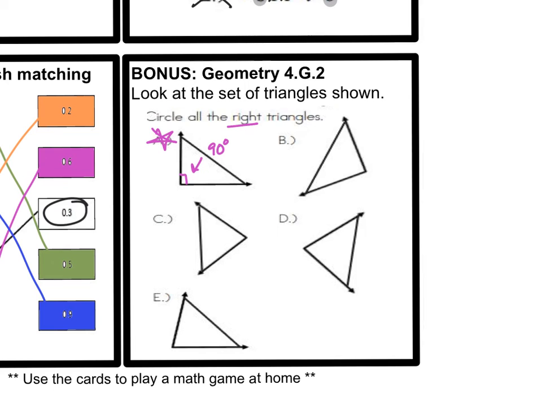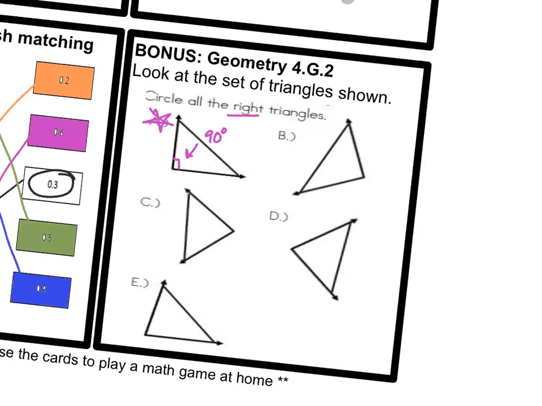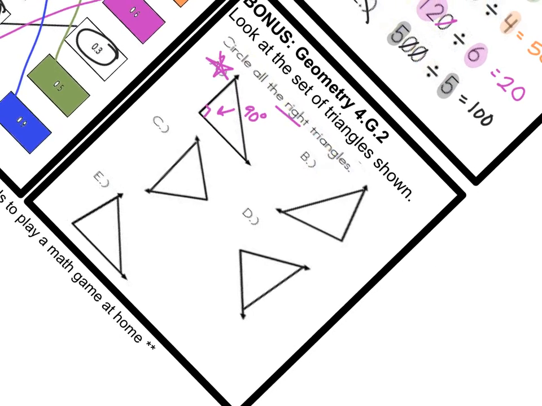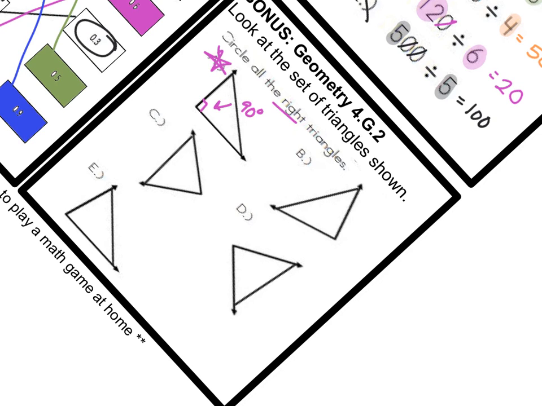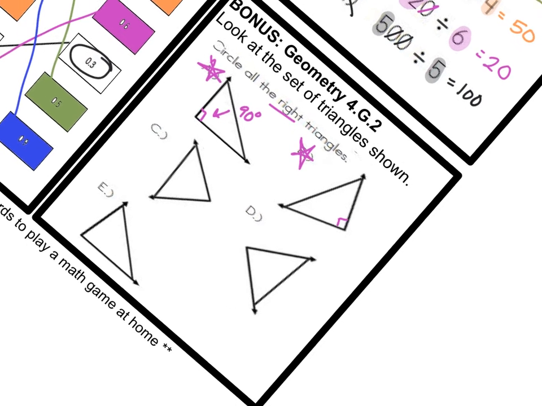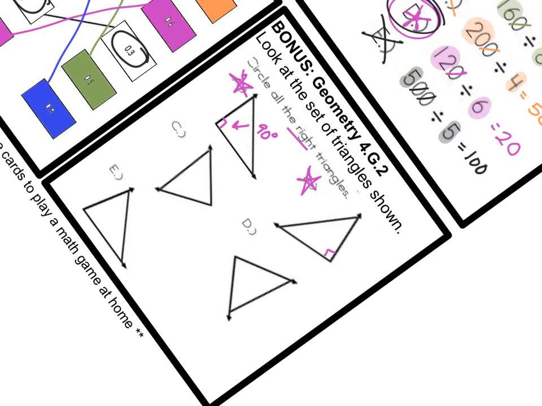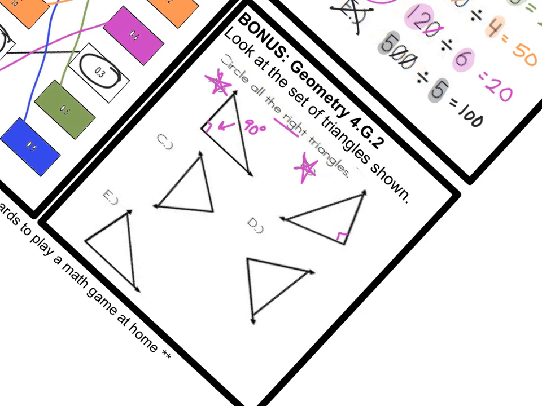The next one, let's see, I'm going to go to B. You may have to turn your paper around, so you may need to flip it to see if you can find that 90-degree angle. So I'm looking, and I see that B looks like it's also a right angle. And if I turn it for C, if I look at C, I can tell that it's less than 90 degrees just by making a little box here, so C is not going to work.